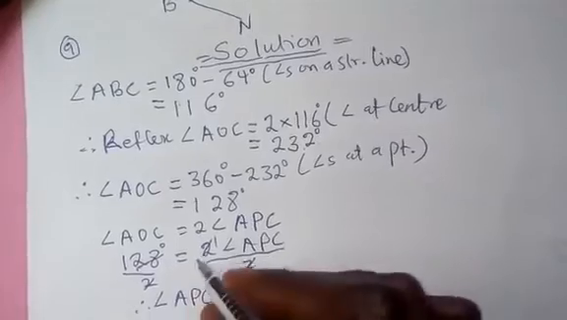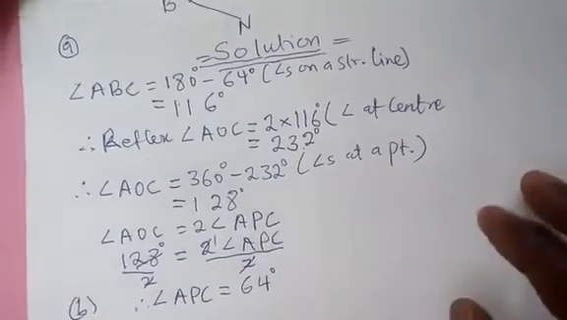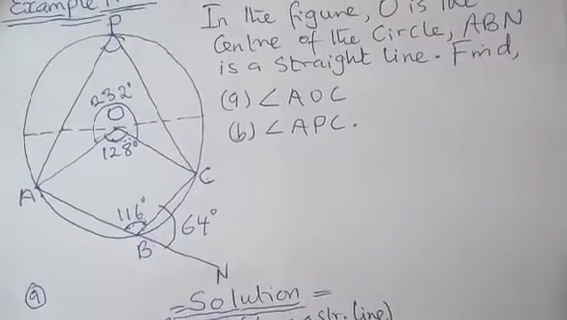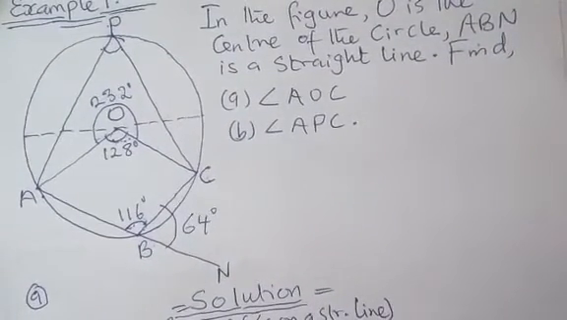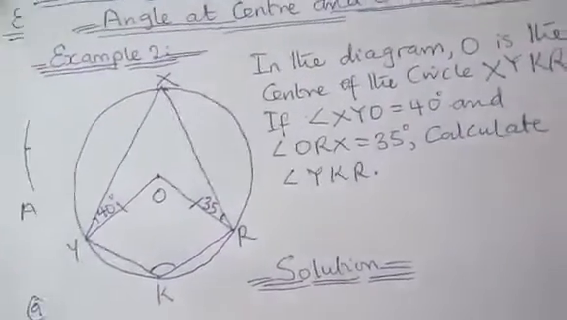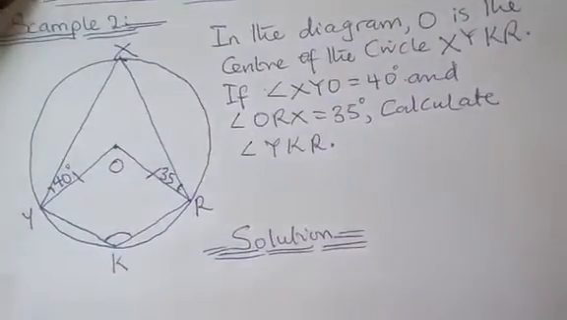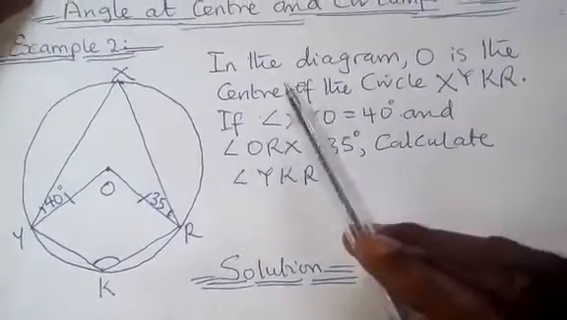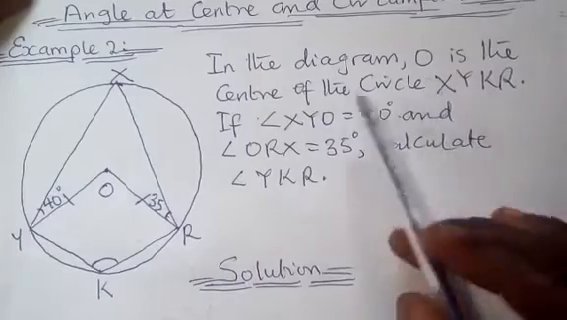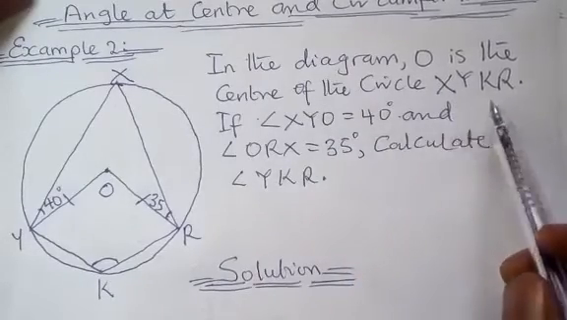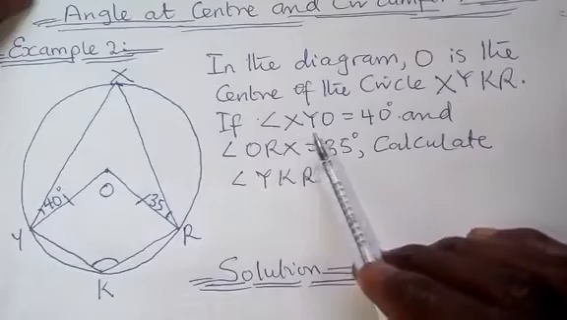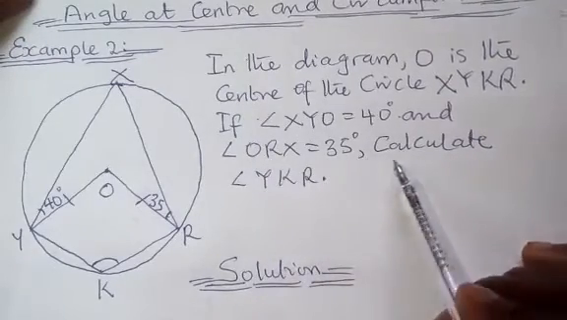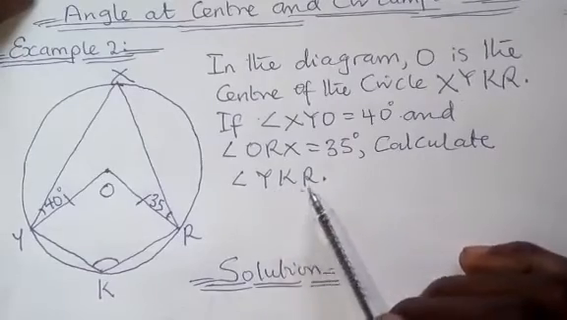That will now be the solution for question B. I hope you got the explanation in this lesson, and please, let's quickly move over to the second example in this segment and see what we are supposed to do there. Now, in the question here, it says, in the diagram, O is the center of the circle XYKR. Then if angle XYO equals 40 degrees and angle ORX is 35 degrees, calculate angle YKR.